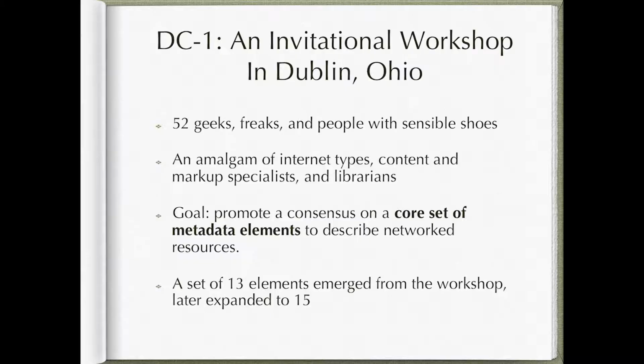We just kind of figured, we knew a lot of people in the web community at that point in time, and of course, we're at OCLC where resource discovery is, there's a fair amount of expertise in that sort of thing here. And so we just made up a list of people that we knew that would be interested in working on this problem and could bring some interesting insights to it. So we tried to put together a list of people that we called even then the geeks, the freaks, and the people with sensible shoes. So there were internet technology types. There were people that had content specialties or markup specialties that we needed to include, and of course librarians. And the goal was pretty simple, just to identify a small set of consensus elements that everybody could pretty much agree on that could be used to describe electronic resources.